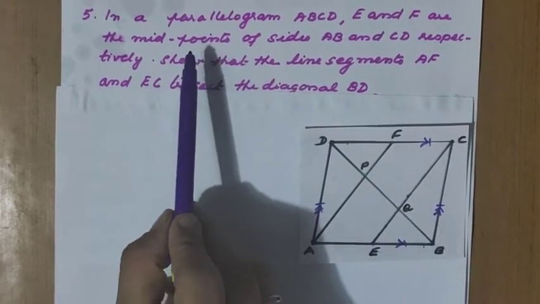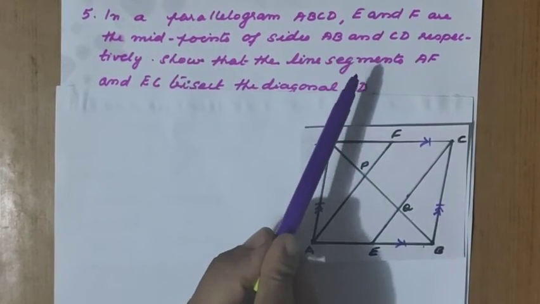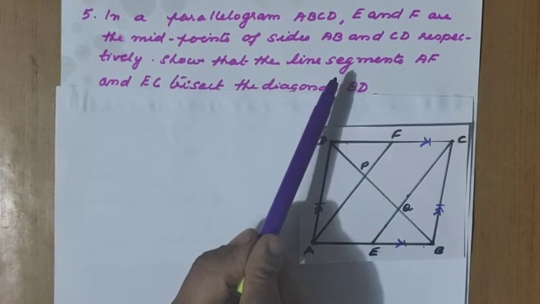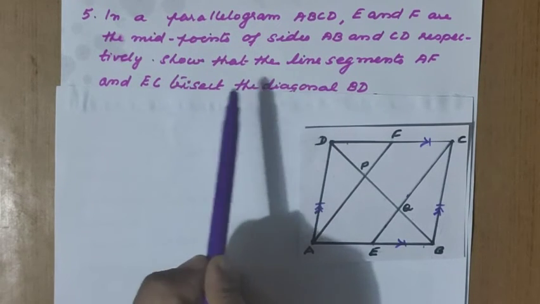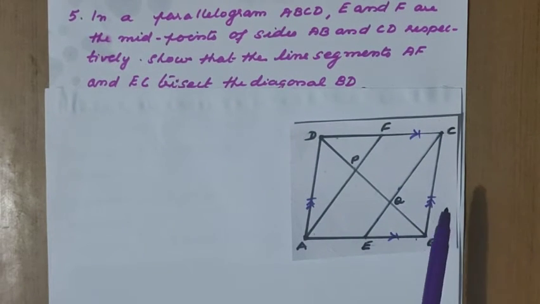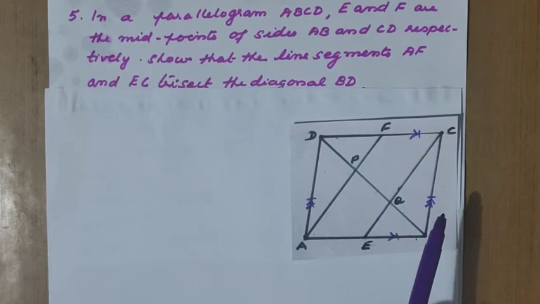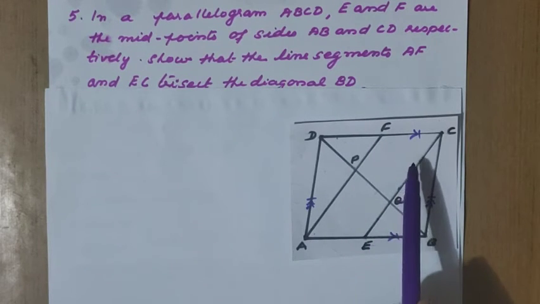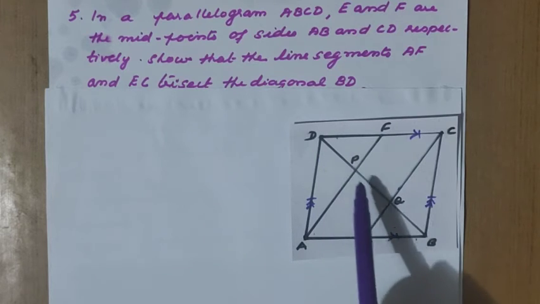Question number 5. In a parallelogram ABCD, E and F are midpoints of the sides AB and CD respectively. Show that the line segments AF and EC trisect the diagonal BD. Line segments AF and CE trisect the diagonal BD.